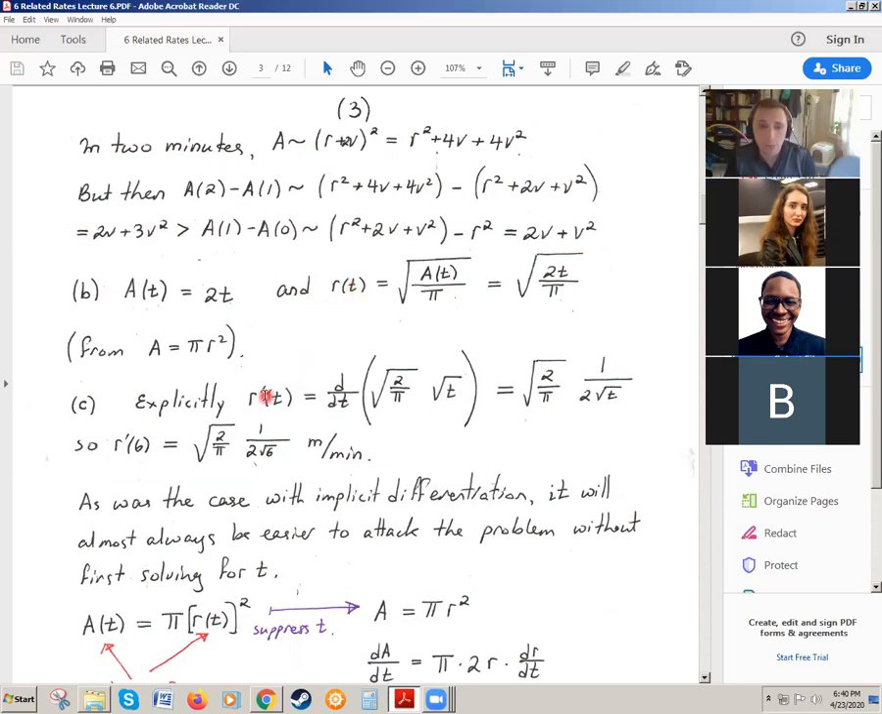So then I take r prime at a general t. That would be this number. At a general t, it's given by this formula, and then I just plug in 6, and I get the actual velocity 6 minutes into the video.